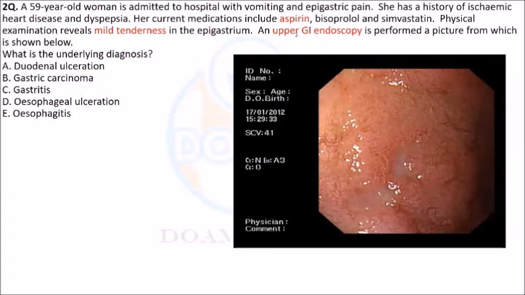This is upper GI endoscopy. Aspirin and mild tendon is in the aspirin also there. So, what could be the answer now? The question. So you see that duodenal ulcer, gastric ulcer, also gastritis. So by looking at the picture, we have to be able to say this is gastric epithelium or duodenal epithelium or esophageal epithelium. Yes. Priority. Gastritis. Dr. Rizwan, please. Dr. Rizwan possibly telling gastritis.